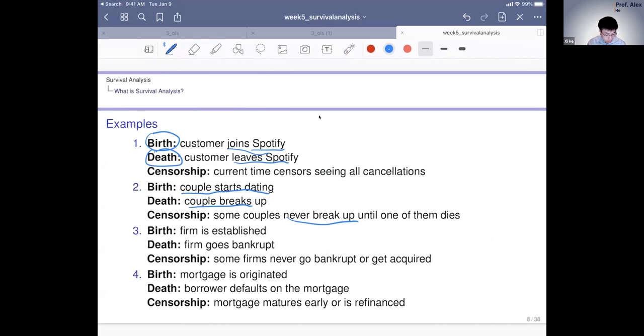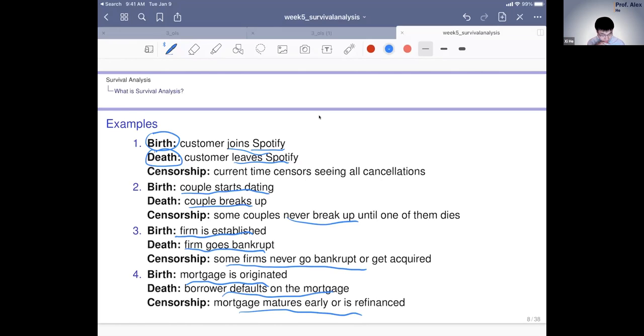And then third is birth: a firm is established, death: the firm goes bankrupt, and we're interested in what determines when firms are gonna go bankrupt. And then the censoring is some firms just never go bankrupt, or they will probably go bankrupt in the future, but I don't know when. For mortgage, the birth is when it's originated. The death is when someone defaults, but maybe it just matures early or defaults in the future and you don't know. Okay, so there are many, many examples like this in finance and outside of finance.